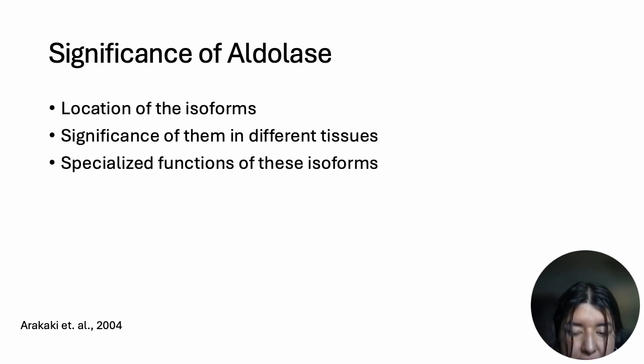Next was aldolase B, which on the other hand is mostly expressed in the liver, kidney, and intestines, as we mentioned before. This isoform has a significant role in carbohydrate metabolism, particularly in the liver, where it regulates fructose metabolism and gluconeogenesis. Aldolase B is essential for maintaining glucose homeostasis, especially during fasting or low carbohydrate diets, because it helps convert non-carbohydrate precursors into glucose, ensuring a steady supply of energy.